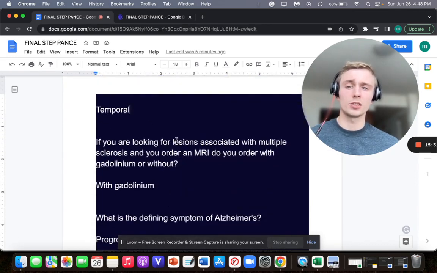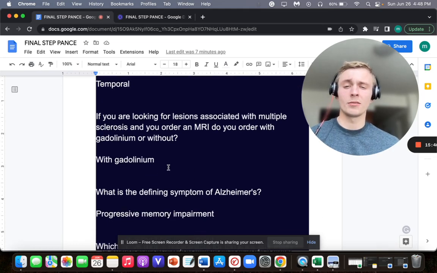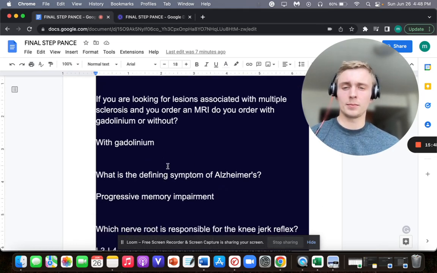If you're looking for lesions associated with multiple sclerosis and you order an MRI, do you order it with or without gadolinium? You order it with gadolinium. So MRI is better for MS if you order it with gadolinium. What is the defining symptom of Alzheimer's? That's going to be progressive memory loss or memory impairment. Over the years, they're going to progressively lose their memory.